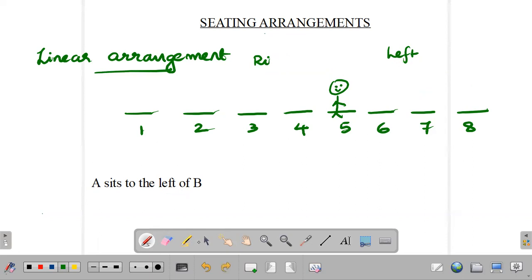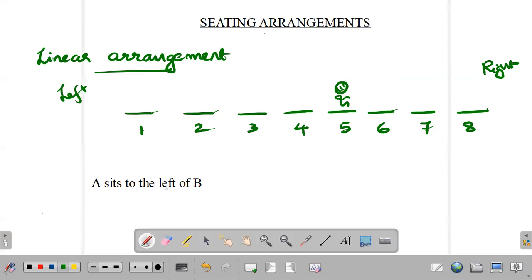Listen to this very carefully. I can even consider that B is sitting in seat number 5 in such a way that you see the back of B's head. Are you getting me? Which means this becomes the right-hand side and this becomes the left-hand side. Try to appreciate the beauty of that picture I have just drawn. B is sitting that way. Okay, so left-hand side, right-hand side, that convention I have marked.